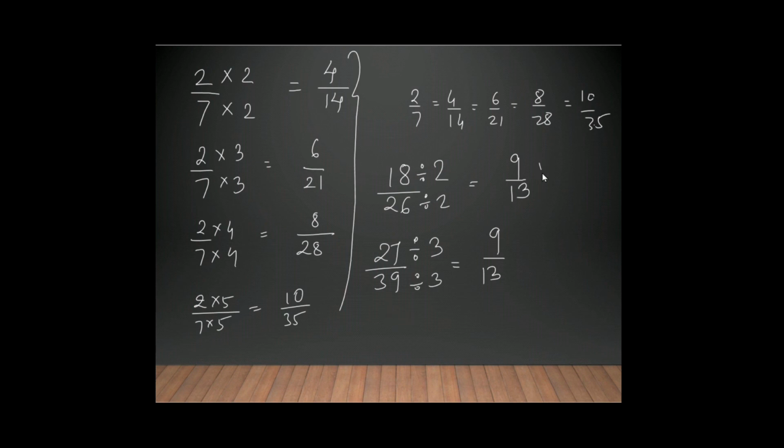Now since I am getting the same simplest form, 9/13 and 9/13, these two fractions will be called equivalent fractions. So equivalent fractions can be found by either multiplying the same number in the numerator and the denominator, or by dividing the original fraction by the same number in the numerator as well as the denominator. Okay, I hope it is clear to all of you.